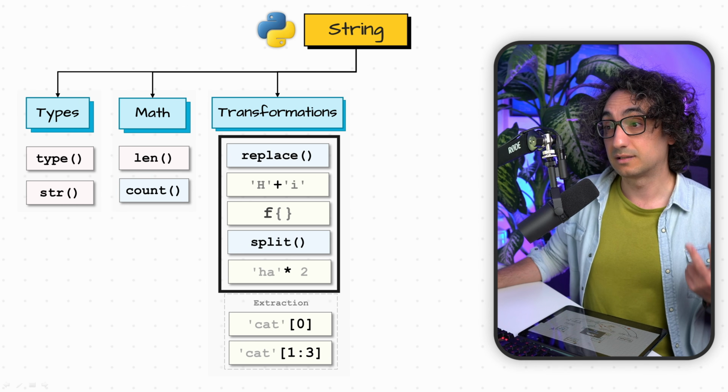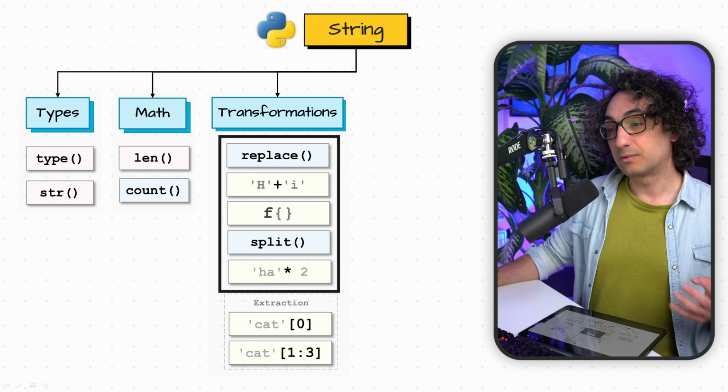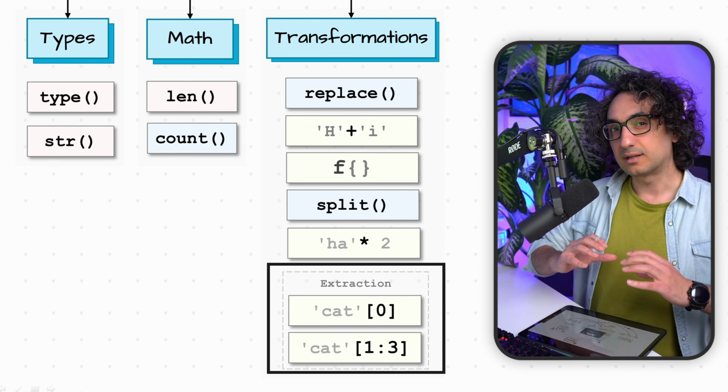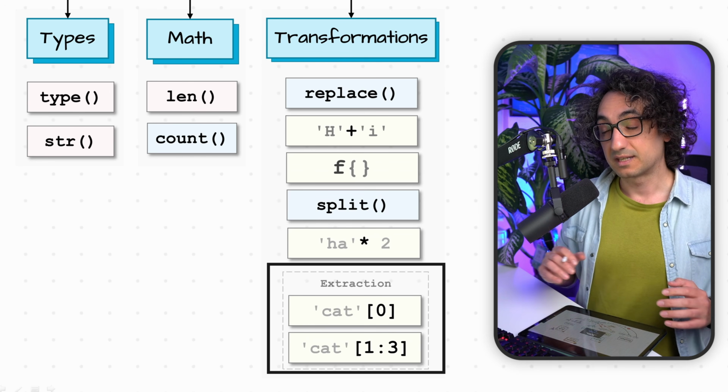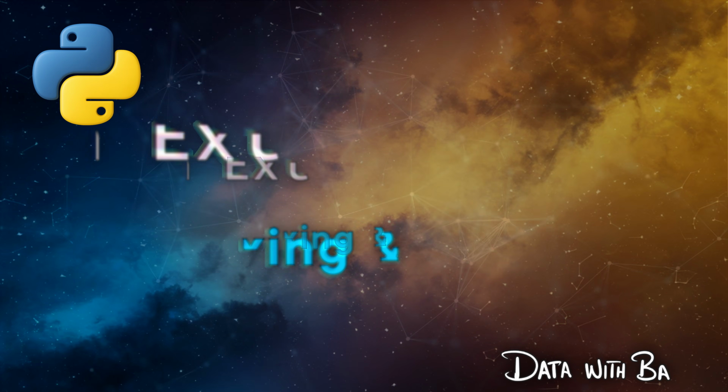Okay, so with that we have learned 2 methods and 2 operators. And now next we're gonna learn about something special, how to extract a specific part of our string. This is gonna be very interesting. So let's go.